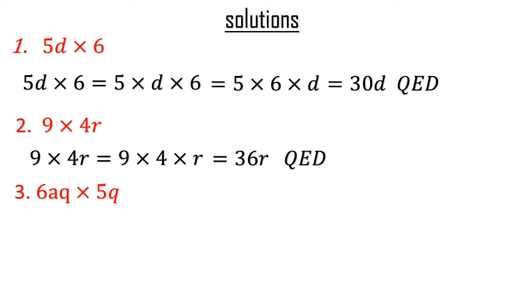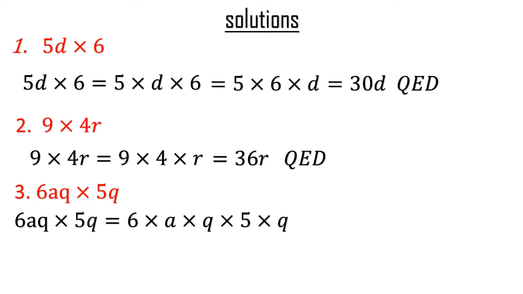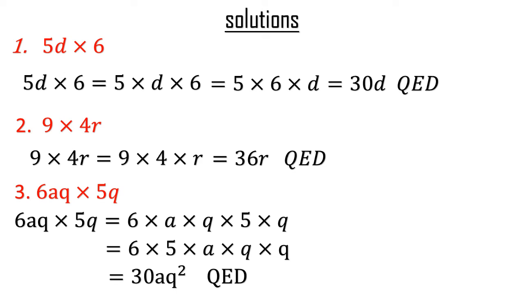So we'll take our example 3, 6aq times 5q. 6aq times 5q is equal to 6 times a times q times 5 times q. 6 and 5 are constants, so you multiply them, times a times q times q. We know that q appears 2 times. I have a video on application of indices, so it is very important that you watch that video. It will help you. 6 times 5 will give you 30. a appears 1 time, so you bring your a. q times q is equal to q squared.